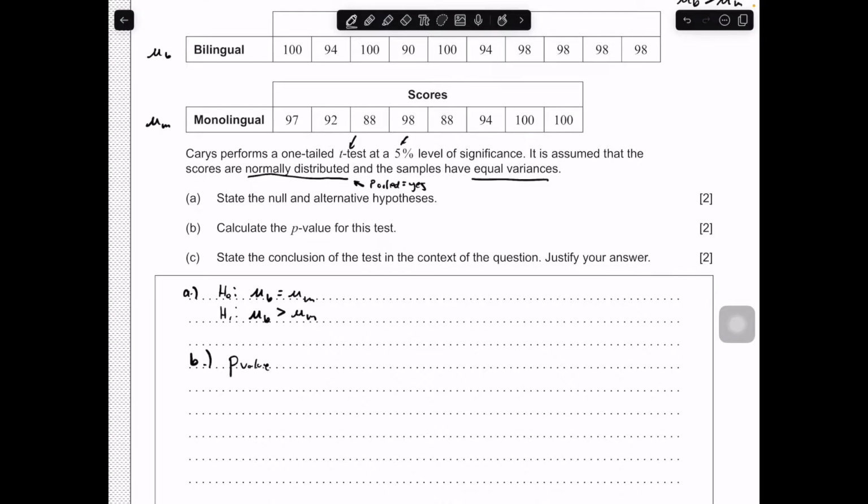P-value is equal to 0.119. State the conclusion of the test in the context of the question. So again, in the context of the question, justify your answer. So first thing we want to do is compare this p-value to our significance level. So what can we say?